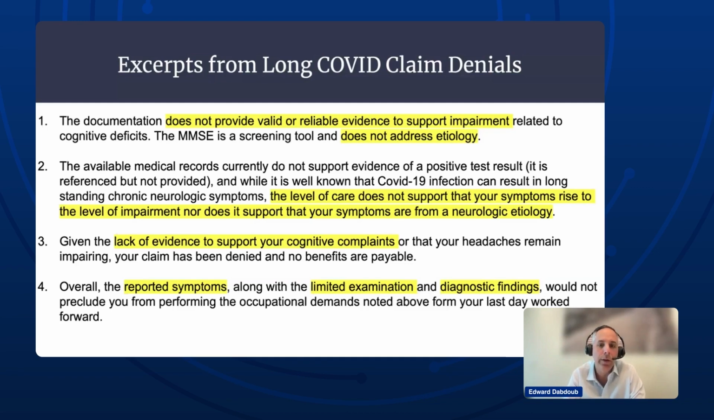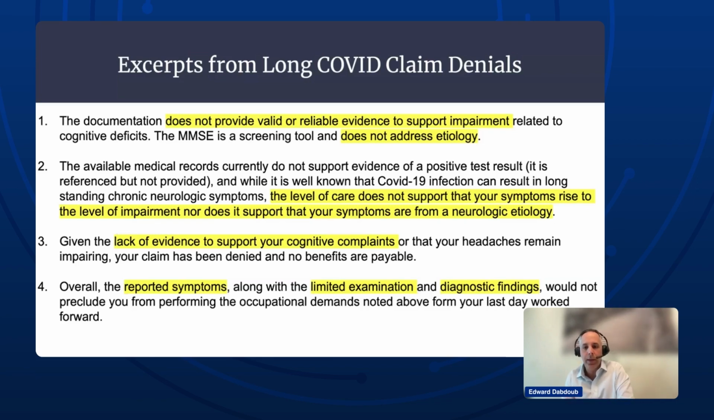Number 2 on this list, here's another one. The medical records currently do not support evidence of a positive test results. And while it is known that COVID-19 infection can result in long-standing chronic neurologic symptoms, the level of care does not support your symptoms to rise to the level of impairment, nor does it support that your symptoms are from a neurologic etiology. They're just throwing up all sorts of stuff there, but essentially, they're saying there's no positive test result. And then they end with, and we don't know there's a neurologic etiology. So essentially, they're now, again, calling into question, do you even have this condition? You haven't proven that you have this condition.